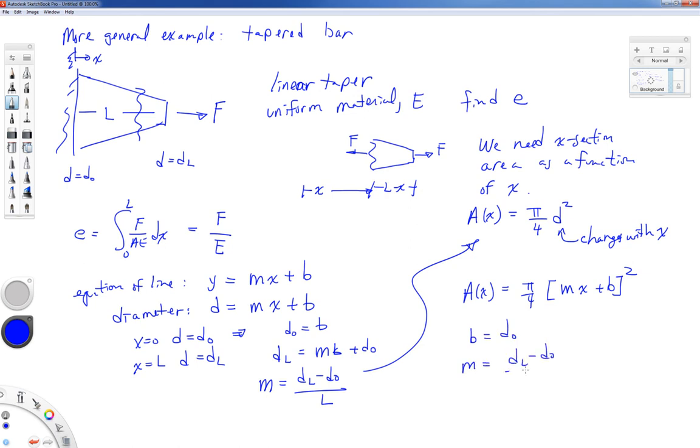If we had numbers, we could plug them right in. All right, now what we can do is go back to the integral. Along the length of the bar, we'd have 1 on top because I factored the f out. And then I'd have pi over 4, the diameter squared, mx plus b, quantity squared dx. Let me clean this up a little bit and write this integral on the next page, and I'll show you how to do the math for that.